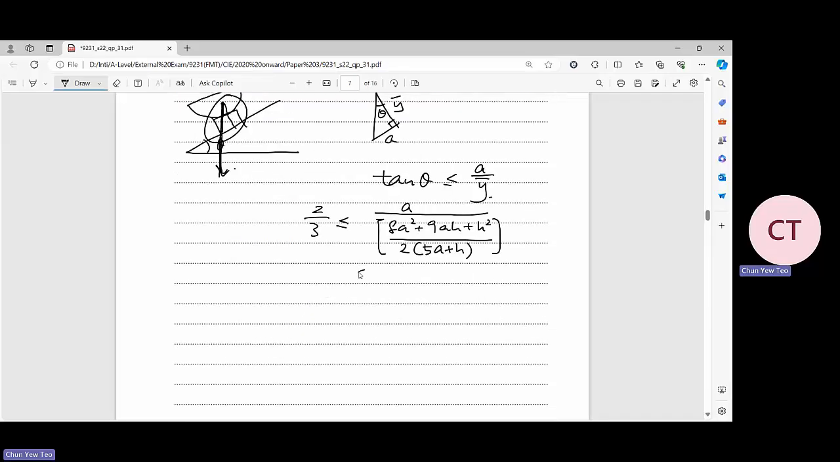So over here, you will get 2 multiplied by 8a squared plus 9ah plus h squared, and this one you will get 6a of 5a plus h. Expand and simplify.